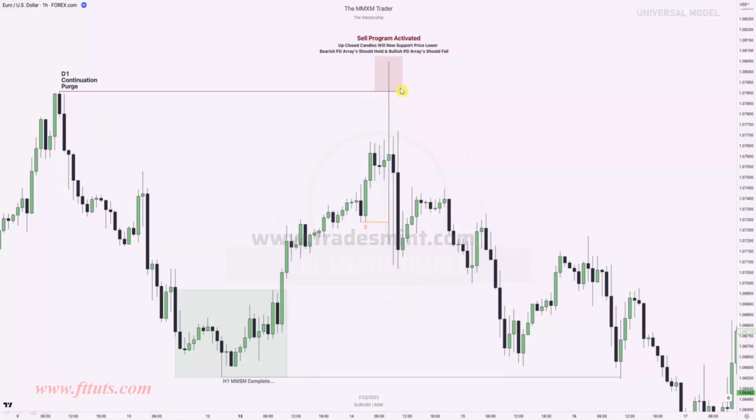Sell program has been activated because we went into external range liquidity. Order pairing happened up here, right? Those buy stops have been paired up with sell orders from smart money. Now we're breaking down and we can find an opportunity. And remember, all up close candles should now support price lower.